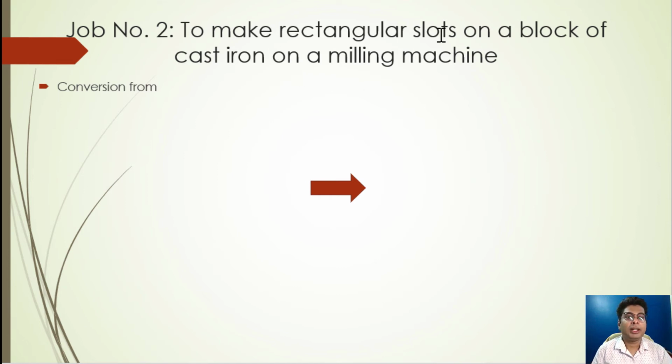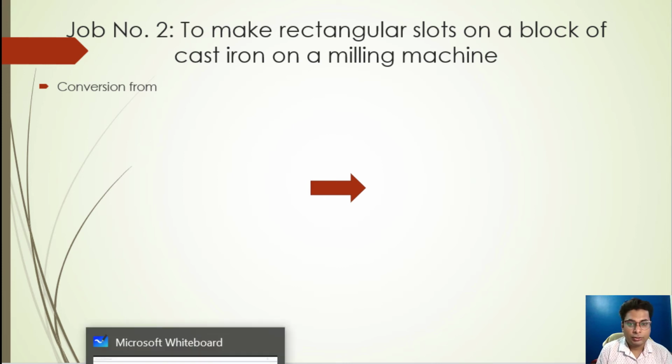To make rectangular slots on a block of cast iron on a milling machine, what we need to do actually, you may see these are vacant. I need you to visualize the operations which we need to perform in order to make this happen. Let us open the drawing board.